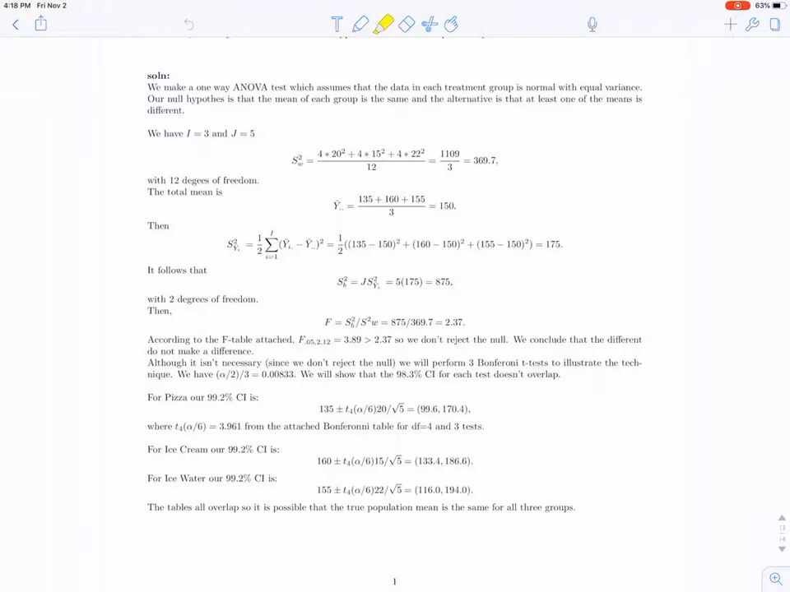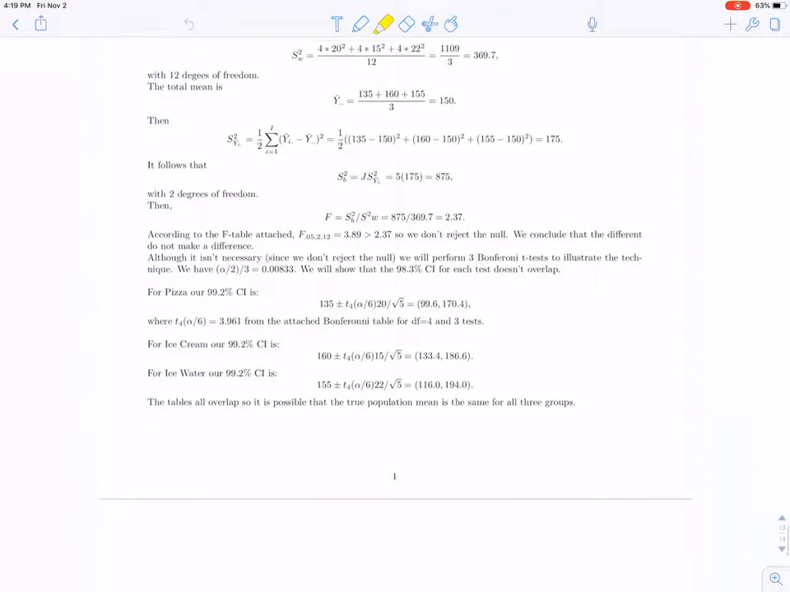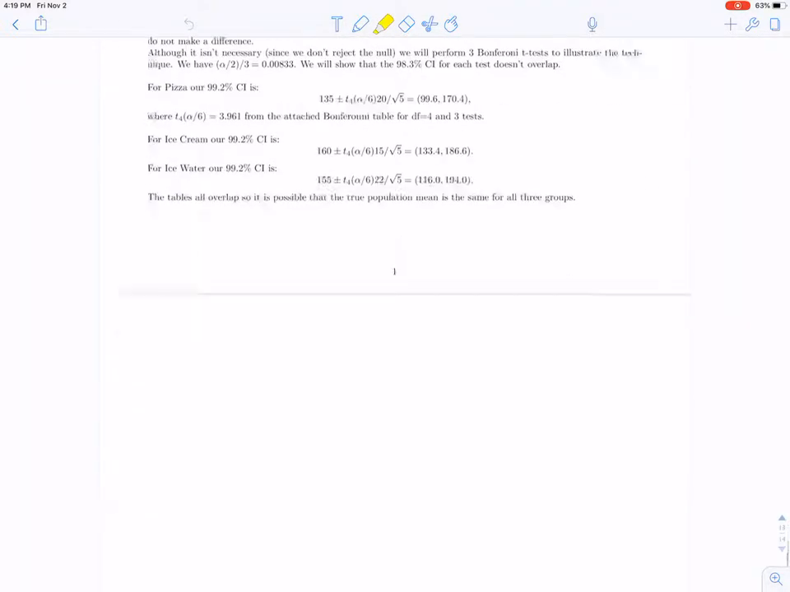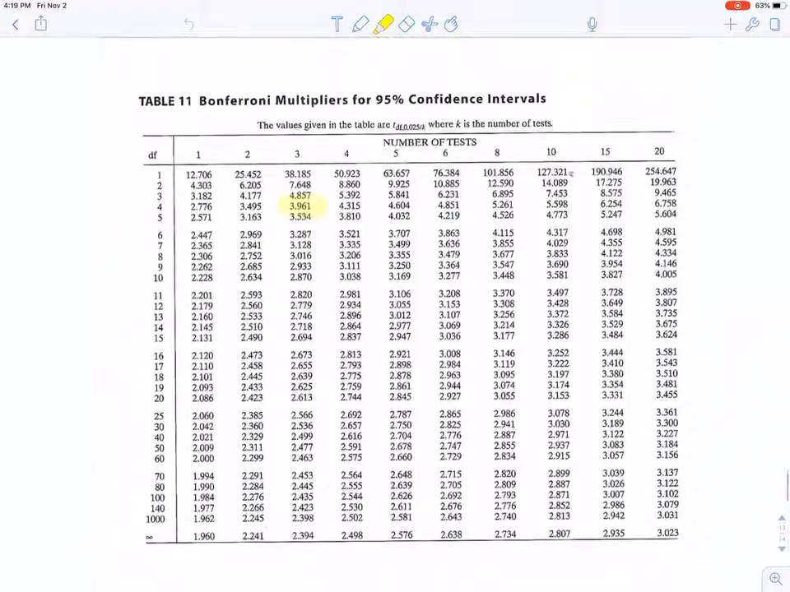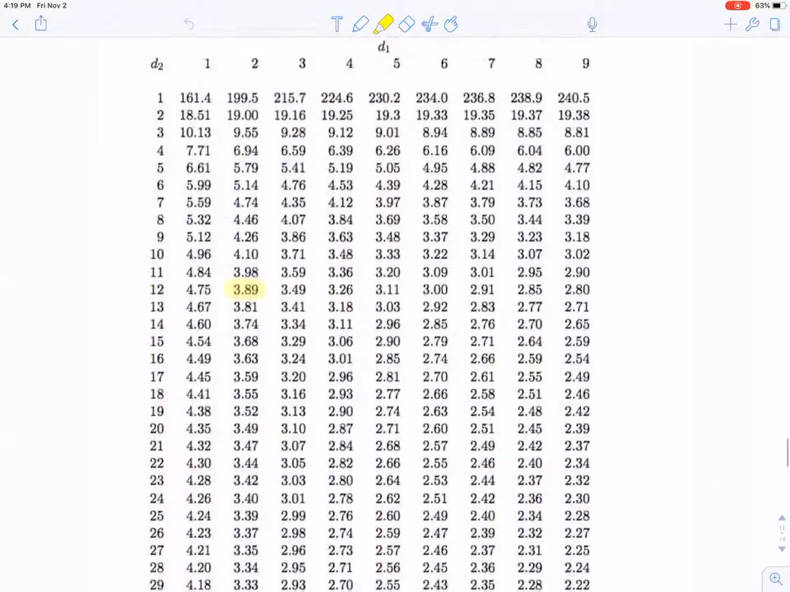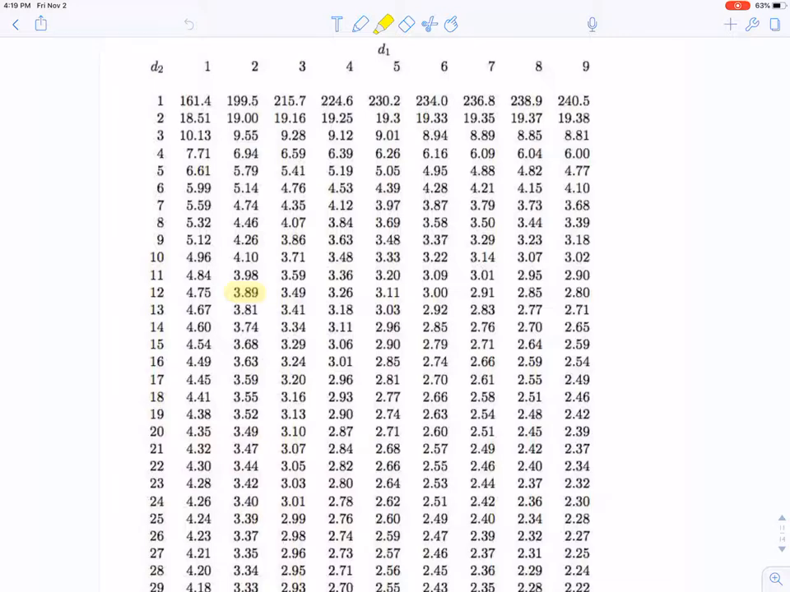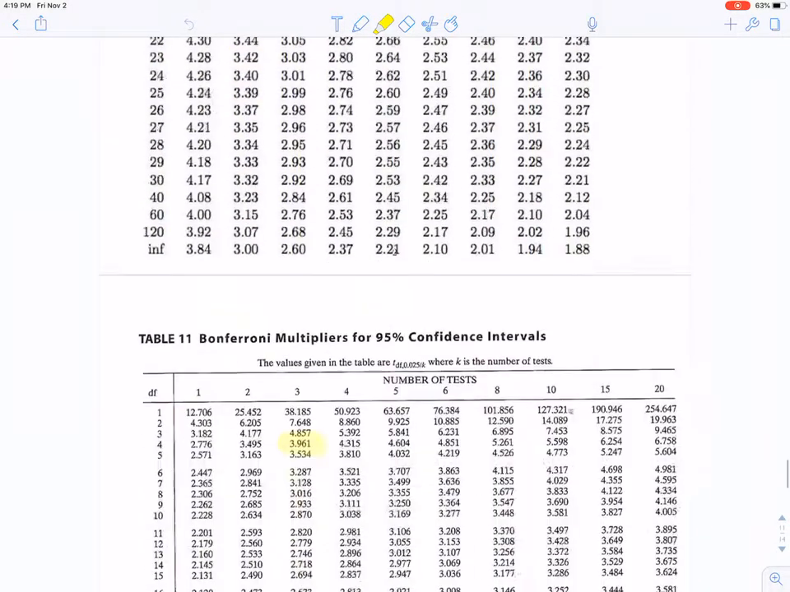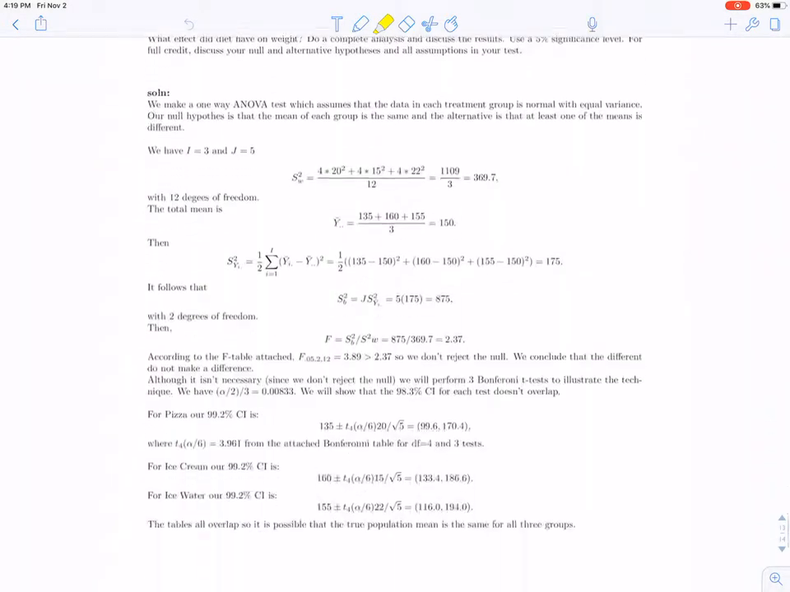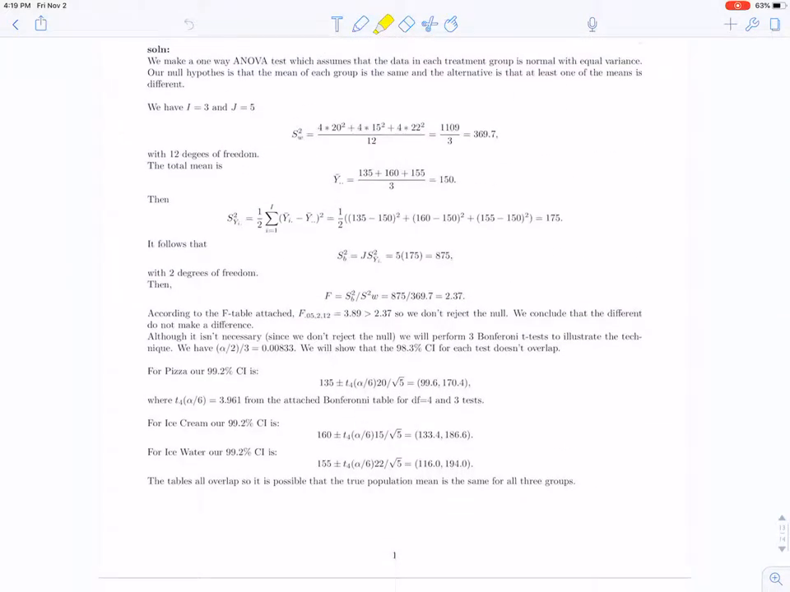So F is the between sample variance over the within sample variance, which is 2.37. According to the F table, with degrees of freedom 2 and 12, we get 3.89 as our cutoff. And we got 2.37, so we do not reject the null.